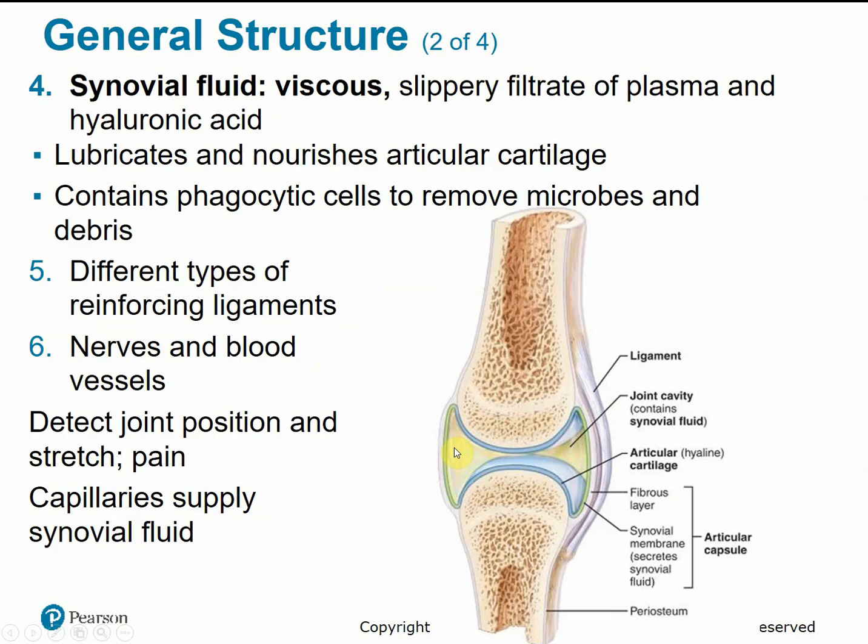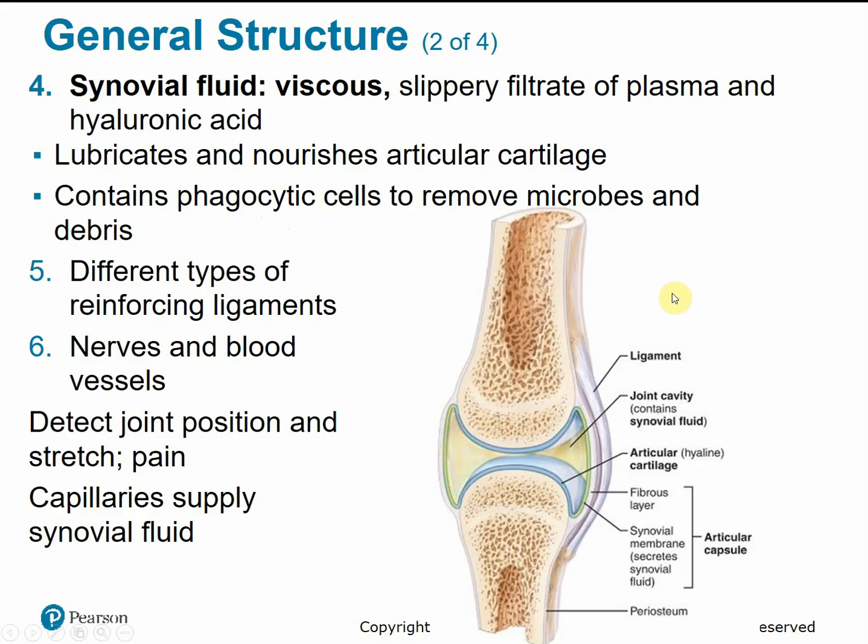Synovial fluid is a viscous or thick, slimy type of fluid made of plasma and hyaluronic acid. So it has kind of an egg white consistency. It functions to lubricate this joint, these bone ends, and reduce any friction. It also contains some phagocytic cells or eating cells to remove any microbes or debris. So we keep a clean, sterile joint cavity to reduce any inflammation or irritation to the membranes and the joint.